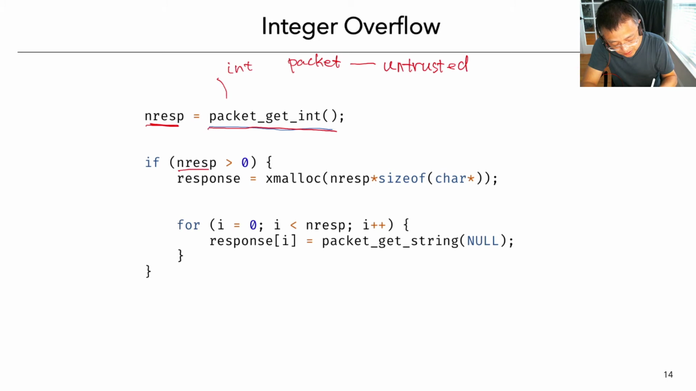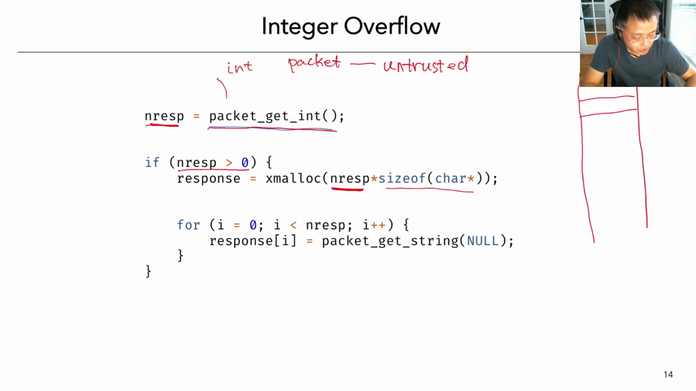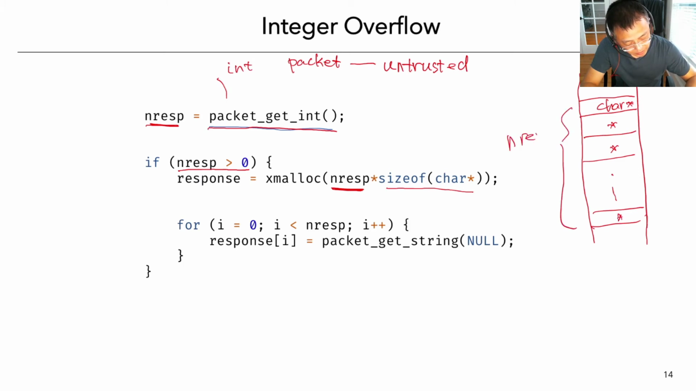So if NISP is larger than 0, it's going to malloc NISP multiplied by size of char star. So you are basically creating an array of char star, right? So this is a char star, a pointer to a string, with the NISP in response entries.